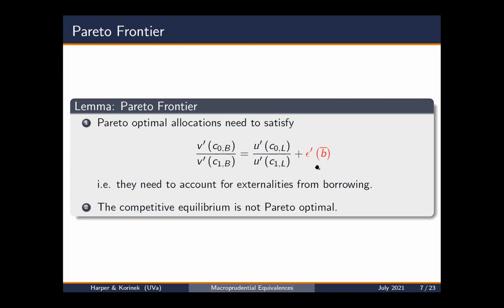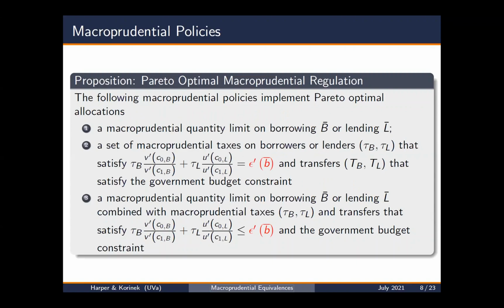And in a Pareto optimal allocation, that needs to be priced in somewhere, either on the borrower side or the lender side. That has to be accounted for, as we'll show, either through taxes or quantity limits. And the competitive equilibrium, as I just said, isn't going to be Pareto optimal because it doesn't account for this externality that's printed in red.